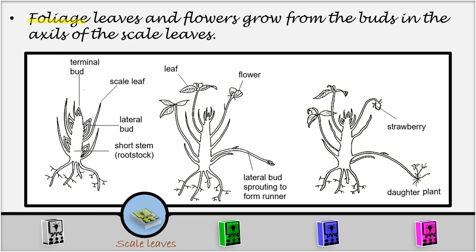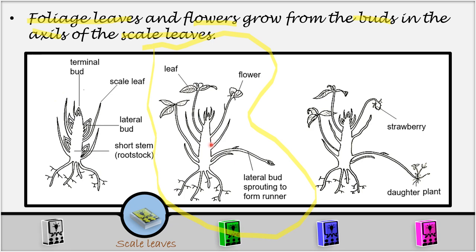Foliage leaves and flowers grow from the buds in the axils of the scale leaves. So our leaves, the ones that we are seeing here, they grow from the axil. The axil is that point between the stem and the leaf, the axil of the scale leaves. These are our scale leaves here. Those are the scale leaves.